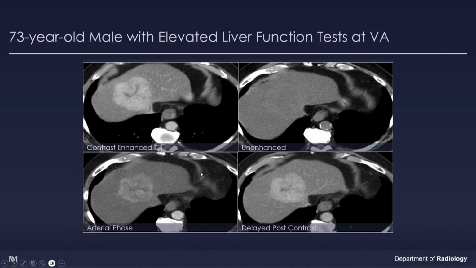How about this one? Well, this is a little bit of a scary case. This is a 73-year-old male. Elevated LFTs was done at our VA. Single-phase study showed a lesion with a central scar. Triphasic study really didn't help. It showed that central scar. You might think it's an FNH.